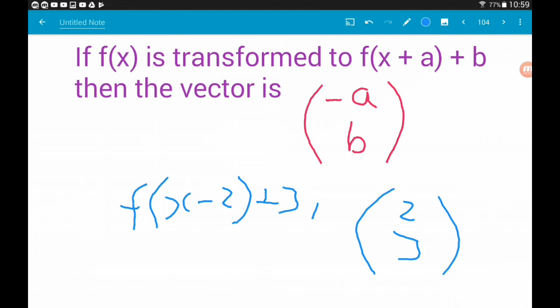Okay, now we're going to have a look then at translating quadratics, cubics and reciprocals. Good times.